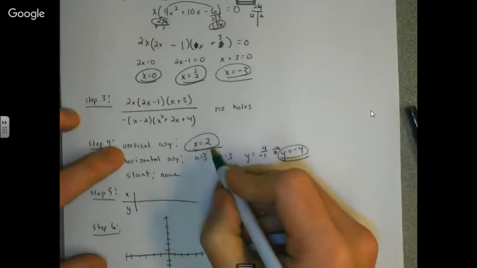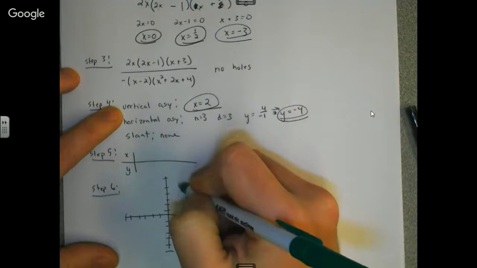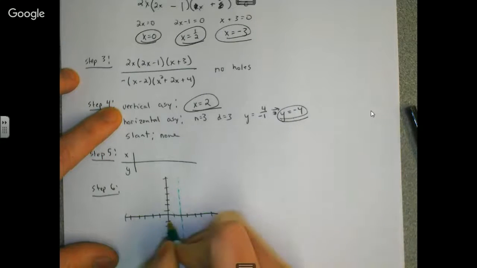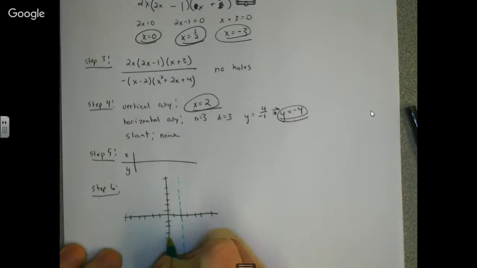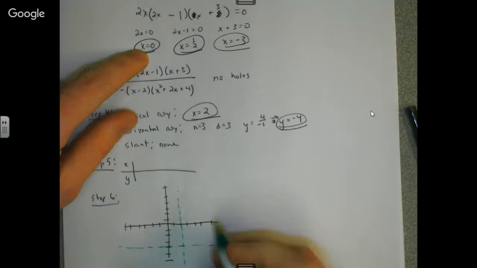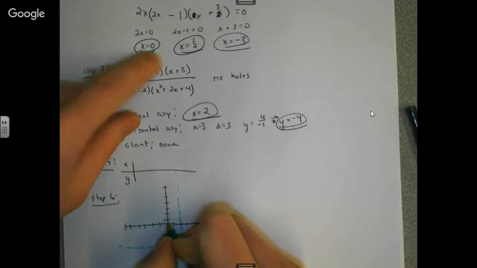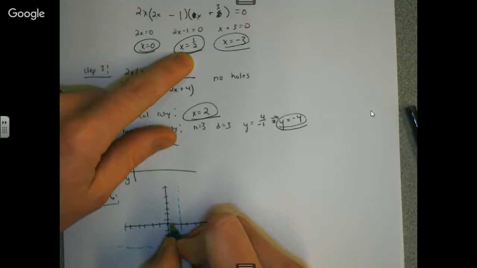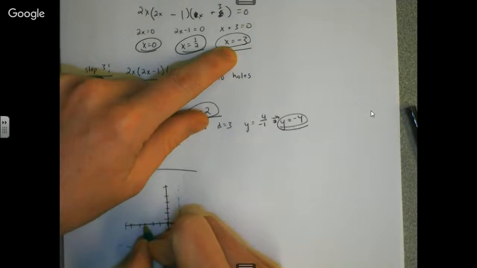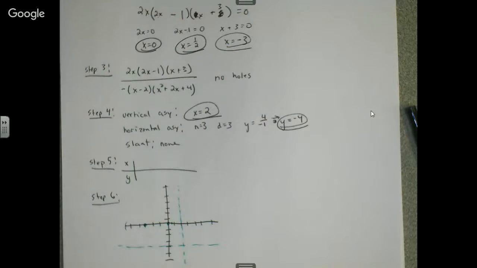So again, I have a vertical asymptote at 2. So I've got this asymptote here. I got a horizontal asymptote at minus 4. I cross the x-axis at 0, a half, and minus 3. Now we need some additional points. I got to figure out what's going on over here.